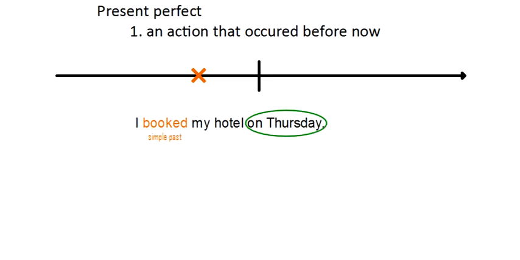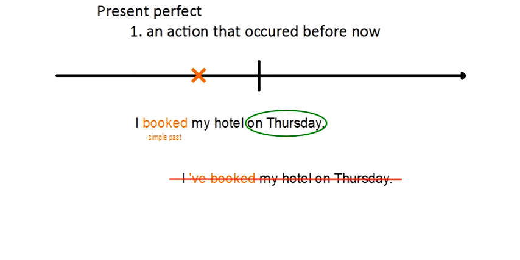And it's because of this. When I give you a specific moment in the past, a specified time, I have to use the simple past. We can't say this, I've booked my hotel on Thursday. That is completely incorrect.